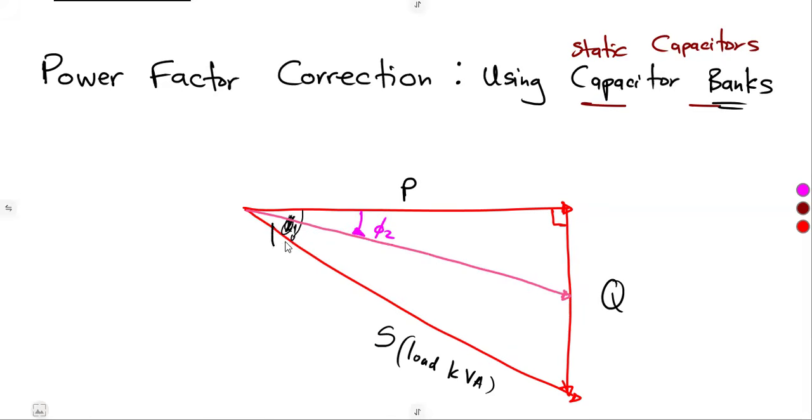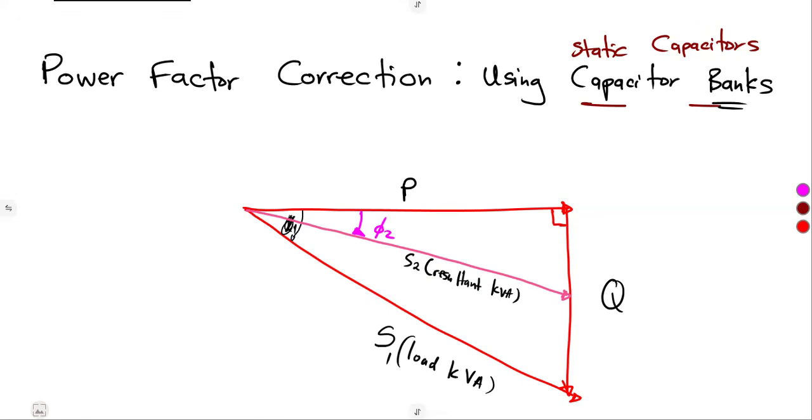It has shifted from this line. We are now having it here. This is our S2. So let us just say this is S1. So you're going to call this S2, which is now our resultant kVA. So this will be our resultant kVA.